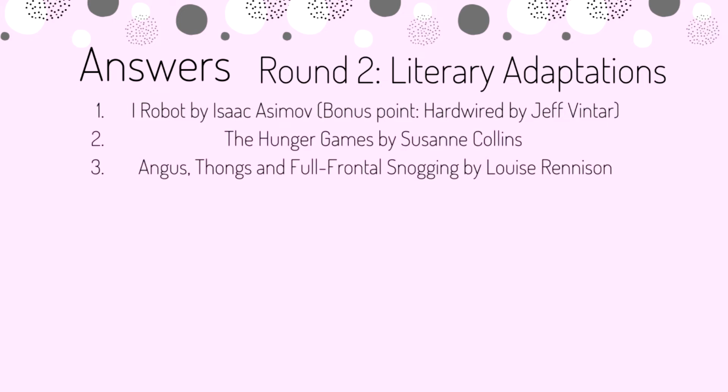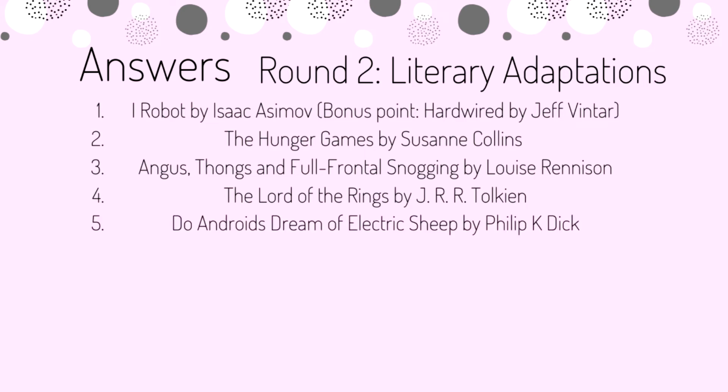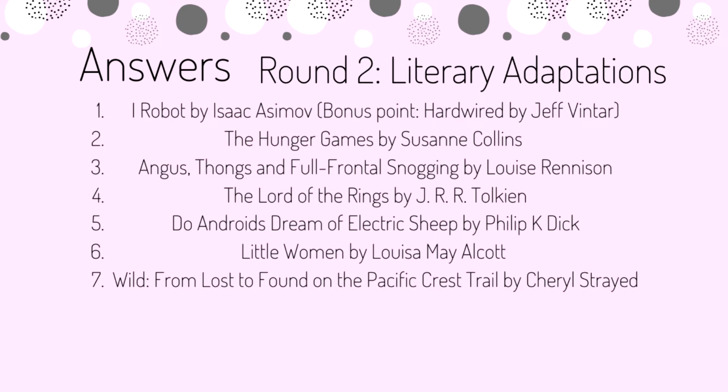Number 3, that was Angus, Thongs and Full Frontal Snogging by Louise Rennison. Slightly changed the title for the movie. Did you get the correct book title? Number 4, that was The Lord of the Rings by J.R.R. Tolkien. Number 5, it's Blade Runner, but the book was called Do Androids Dream of Electric Sheep? by Philip K. Dick. Number 6 was Little Women by Louisa May Alcott. Number 7, that was Wild: From Lost to Found on the Pacific Crest Trail by Cheryl Strayed. Great book, great movie. I will accept Wild without its little subheading there.